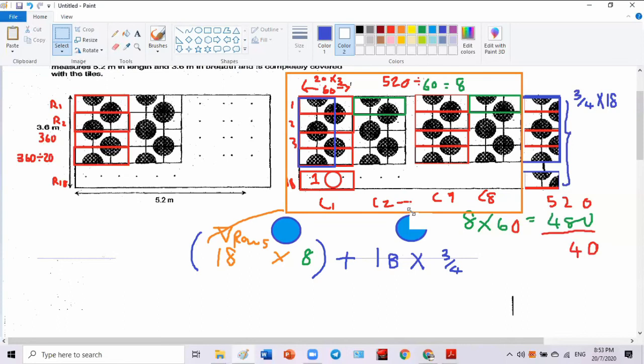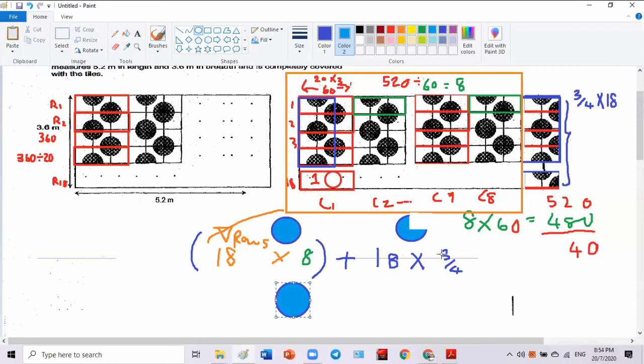How many first? How many in terms of circles? You add them, right? 18 times 8 plus 18 times 3/4. Do you know why 18 times 8? Because 3 of them give me a full circle, there are 18 rows times 8 columns.